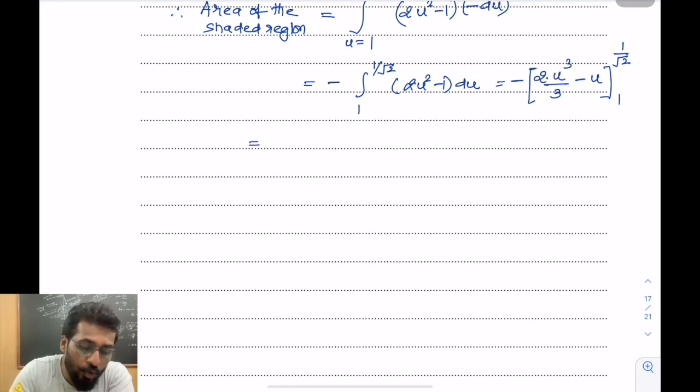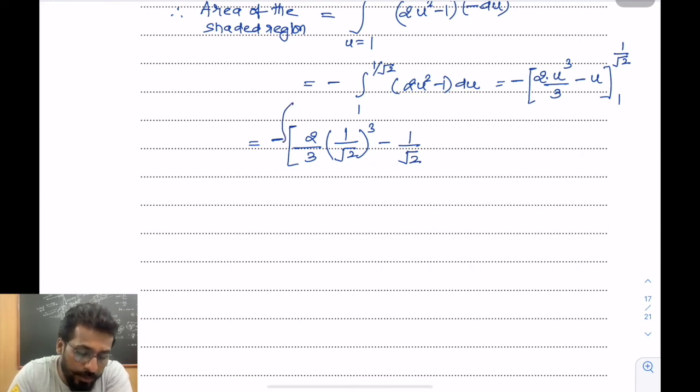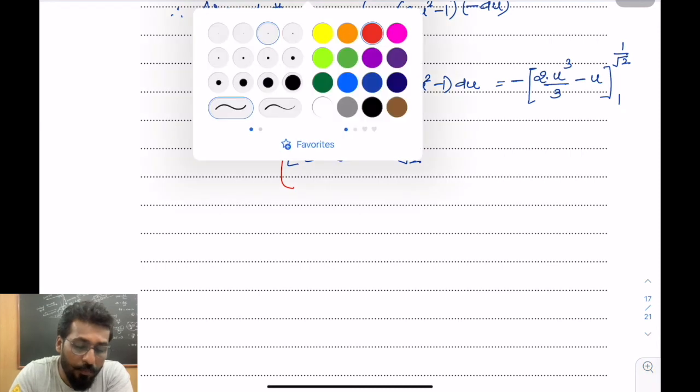So you are now going to plug all the values. So that's minus of 2 by 3 into u cube. So I'll write 1 upon root 2 the whole cube, minus u is 1 upon root 2. That's the answer for the upper limit, right? I'm going to put a very big bracket also. Okay, so that's the answer for the upper limit.